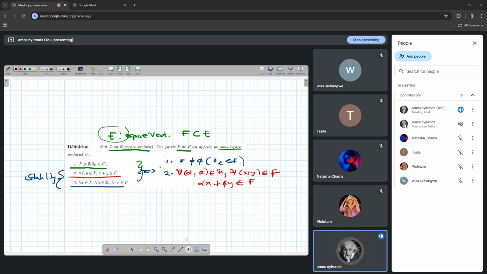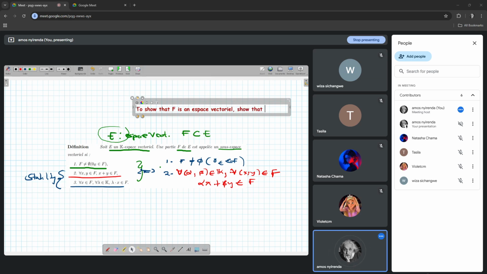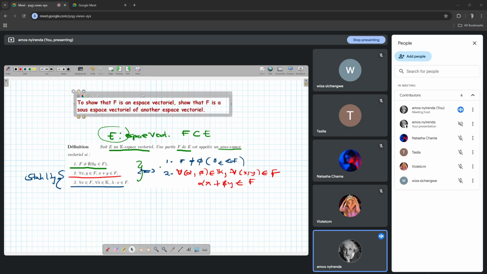Maybe let me just write that as a comment here. To show that F is an espace vectoriel, show that F is a sous-espace vectoriel of another espace vectoriel, like so. So let me just put that as a comment, like so. Maybe let me just move it somewhere here so that you see.